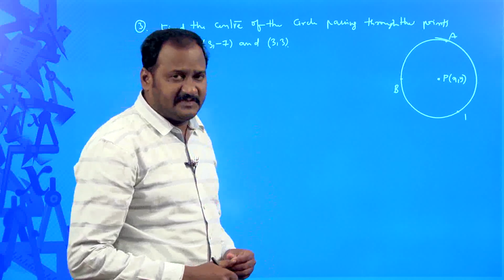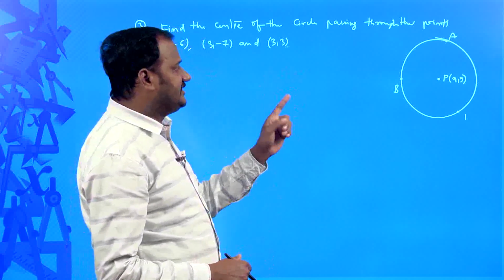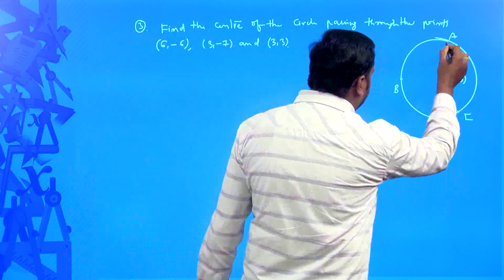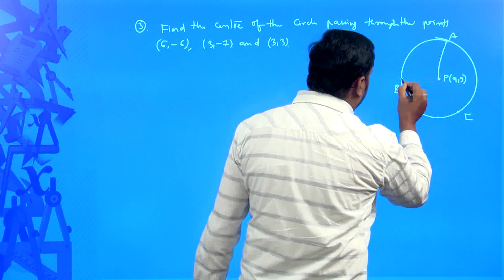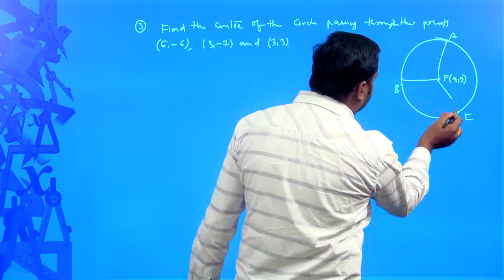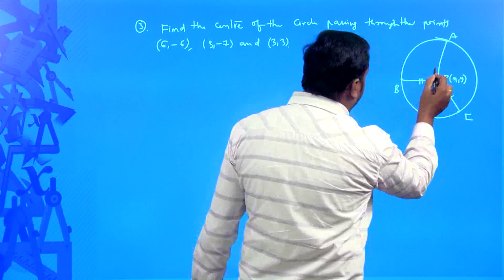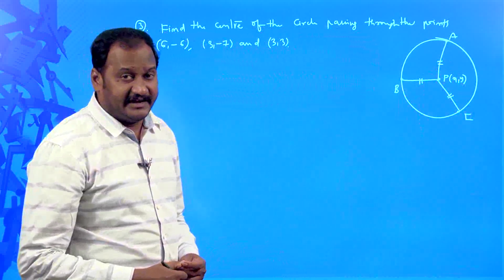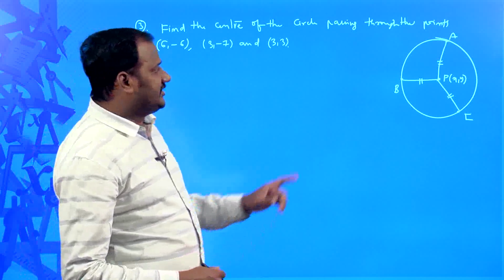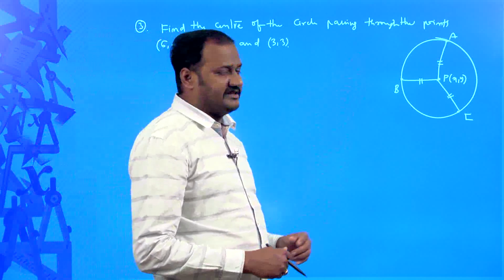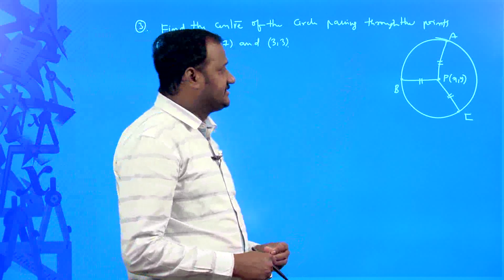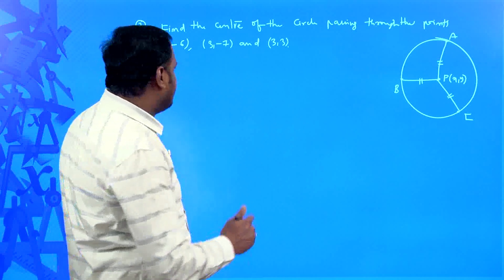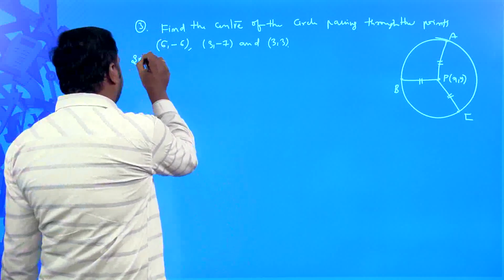Since the circle is passing through the 3 points A, B, C, what do you mean by this? The point P, being the center, is equidistant from all the 3 points, because the distance from the center to any point on the circle is called the radius of the circle, right? So PA would be the radius, PB would be the radius, and PC would be the radius. Let us consider the first point as A, the second point as B, and the third point as C.